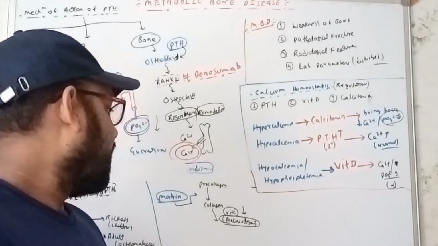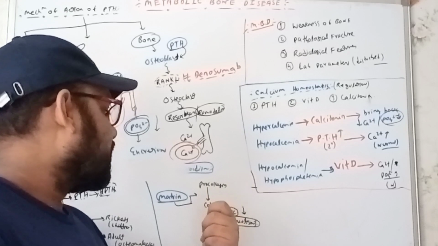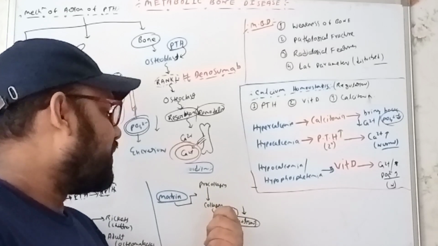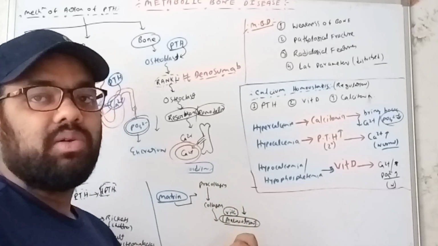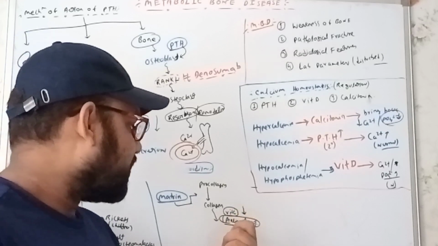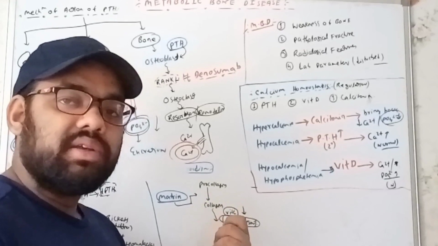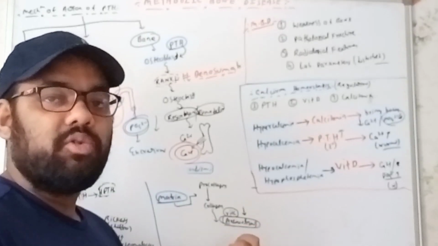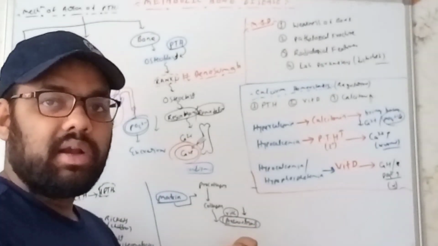So what did I say? From the pro-collagen, we will get to see the collagen formation, and the collagen will be matured by the actions of vitamin C. What does vitamin C do? Vitamin C helps in the maturation, rather we can say in the hydroxylation, of two amino acids, proline and lysine.